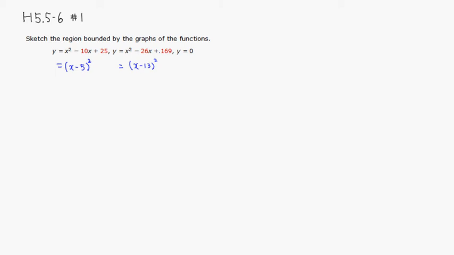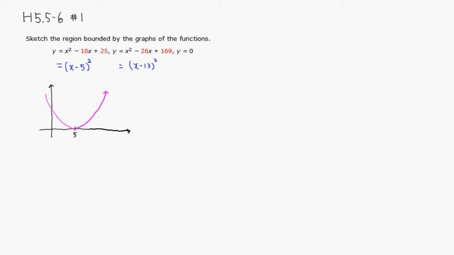So we know that this is just going to be a horizontal shift of the parabola y equals x squared. If you were to sketch the graph, the original parabola goes through the origin, but this one shifts to the right 5 units. So it's going to go through 5 right here, and then you would have a parabola that looks like this, more or less.